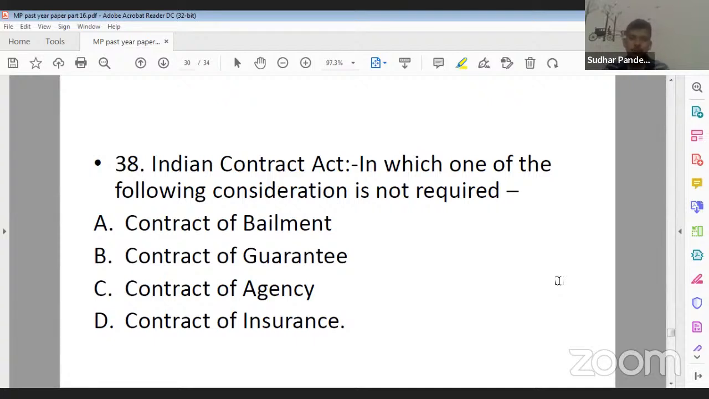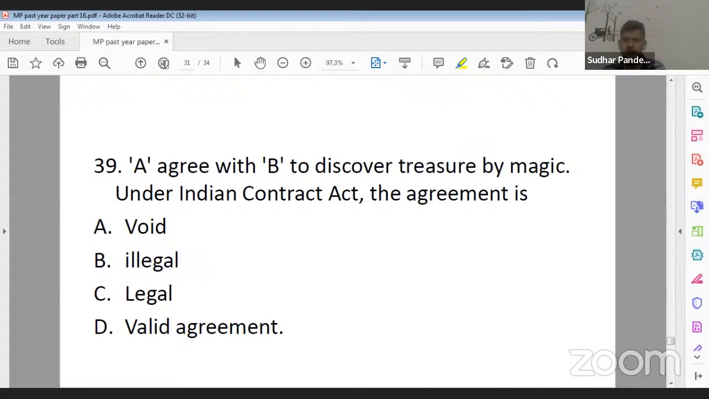Contract of bailment, contract of guarantee, contract of agency, and contract of insurance. What should be the answer? Sir, please explain question number 37. Yes, Varunji, C is the correct answer for 38. Ankita Gupta ji, I'll definitely explain this question after the discussion of some more questions. Question number 37. Next question, question number 39.